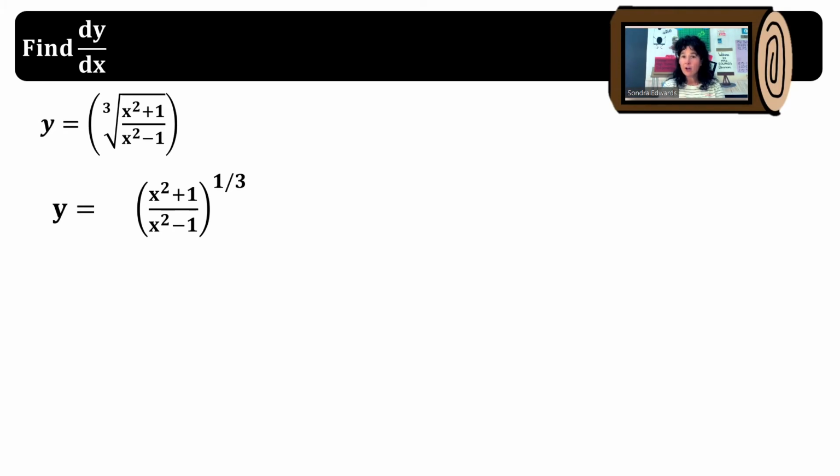Now, from here, if I wanted to take the derivative, I do not have an x that's in the base and in the exponent. So taking the natural log of both sides is optional.